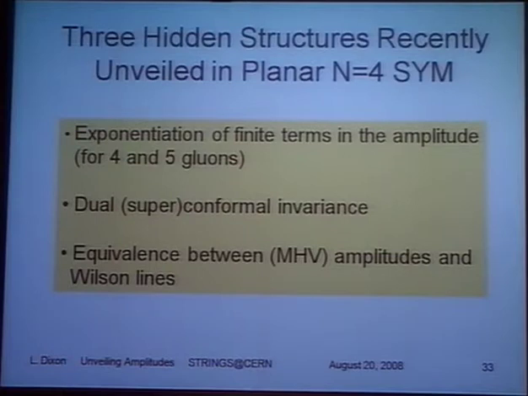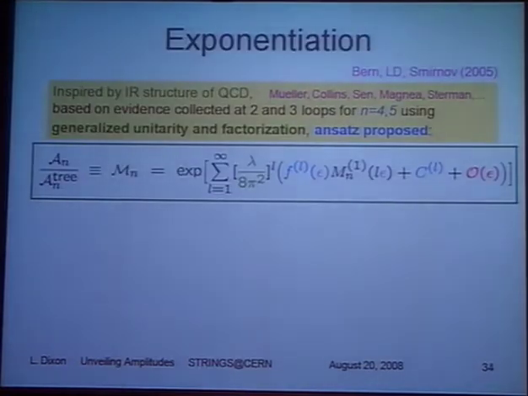And by looking at these scattering amplitudes, a few different properties started to come out. One of them was a pretty interesting exponentiation of finite terms in the amplitude. This was conjectured for arbitrary MHV amplitudes, and it turns out to be right for 4 and 5 gluons and not right beyond 5. There's also a property that cropped up first at the level of integrals and then at the level of amplitudes called dual conformal invariance, which has very recently been extended to dual superconformal invariance, as Emery Sokatchev will tell us. And then finally, there's a very interesting equivalence between amplitudes, at least MHV amplitudes, and Wilson lines. Some of these things are starting to become understood, but there's still a lot of mysteries around.